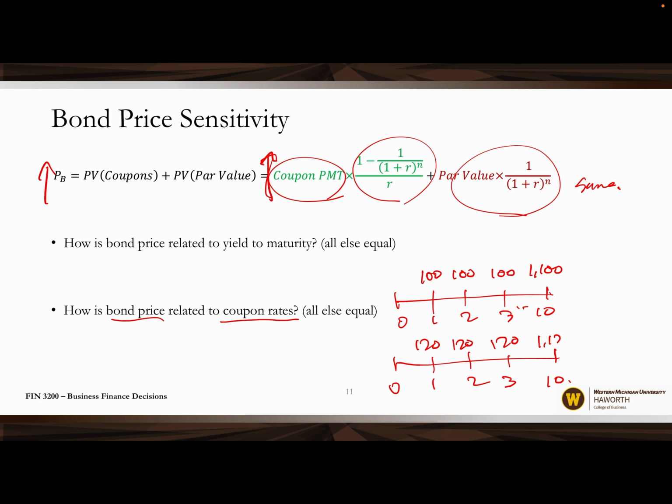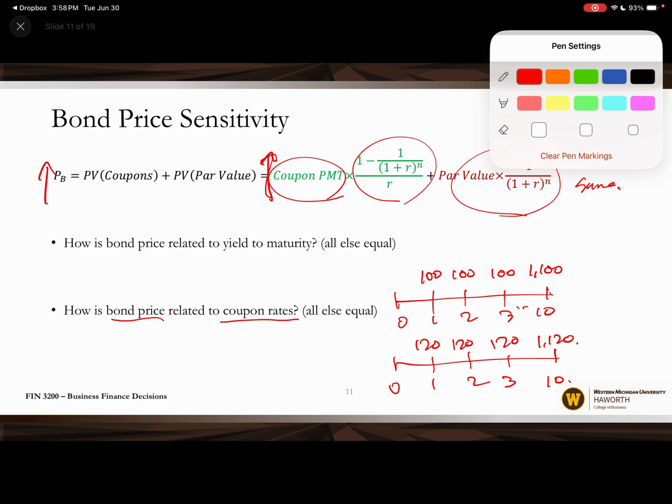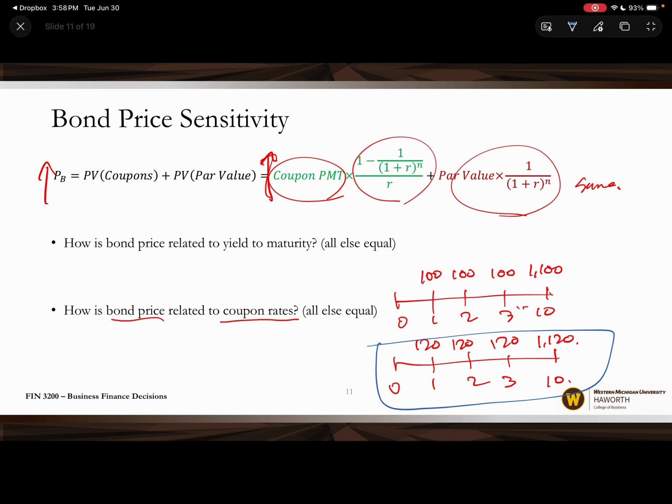Let's say everything's the same, but suddenly you're being promised a greater cash flow every single year. Then, obviously, this is a better deal. Everyone likes it better. So in asset pricing, anything that's better will be priced higher because it's more valuable. So a greater coupon rate, all else equal, means a better deal, so the price will be higher. Conceptually, and mathematically, it makes sense.